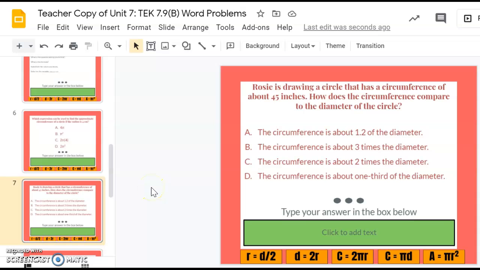All right, for this one, Rosie's drawing a circle that has a circumference of about 45 inches. How does the circumference compare to the diameter of the circle?